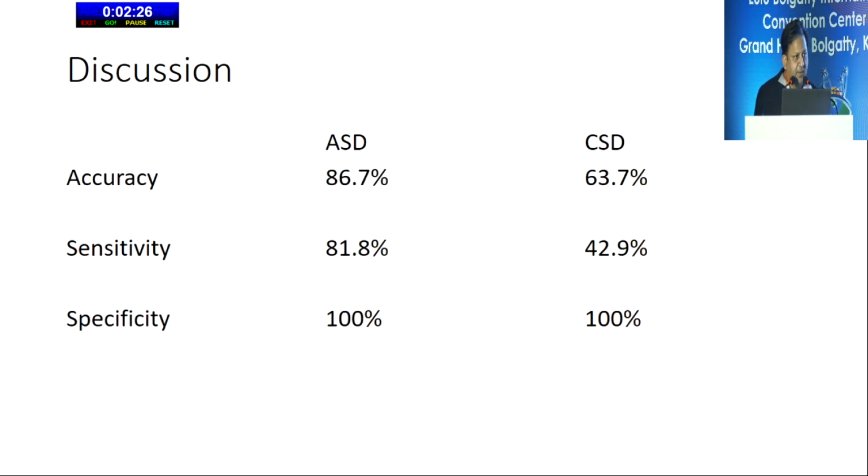So comparing the two groups, the aqueous sampling device was found to be more accurate, at 87%, as compared to the conventional sampling device. The sensitivity was as high as 81.8%, as compared to conventional sampling, which was 42.9%. The specificity, because there were no false positives, was 100% in both groups.